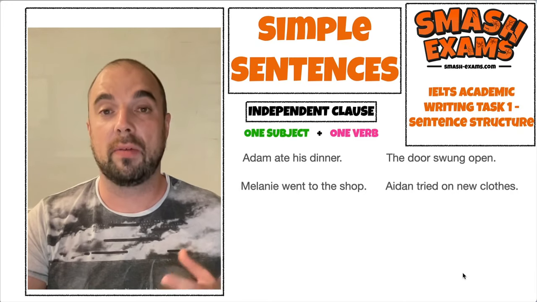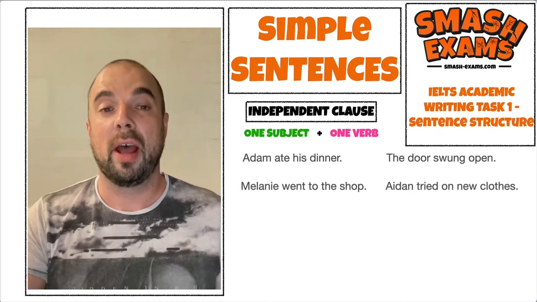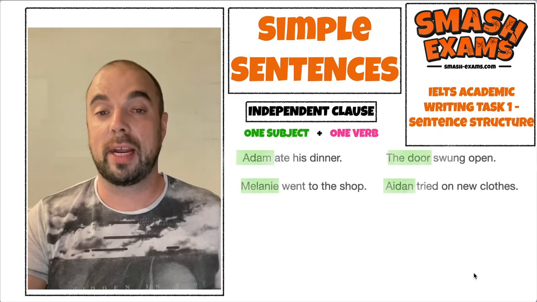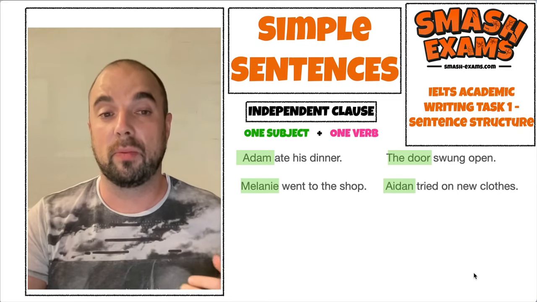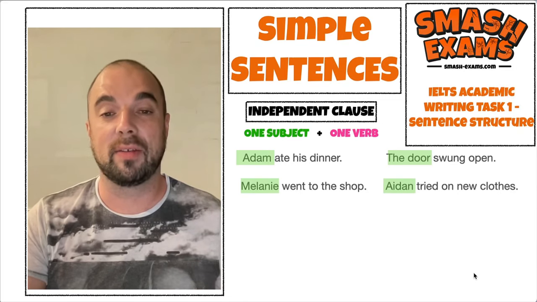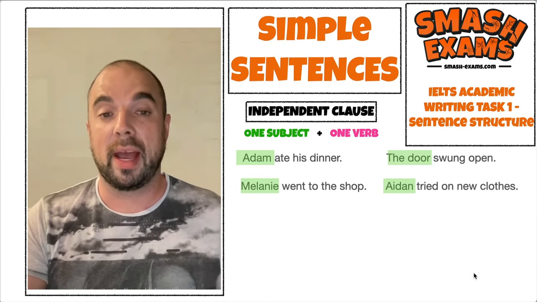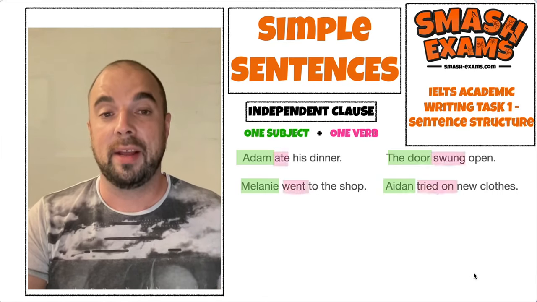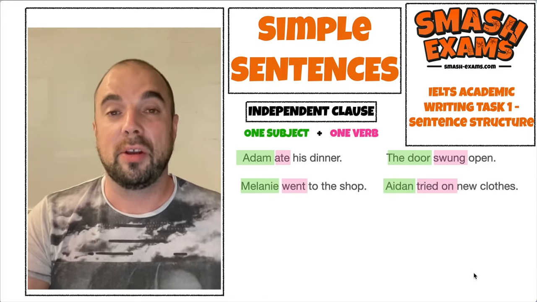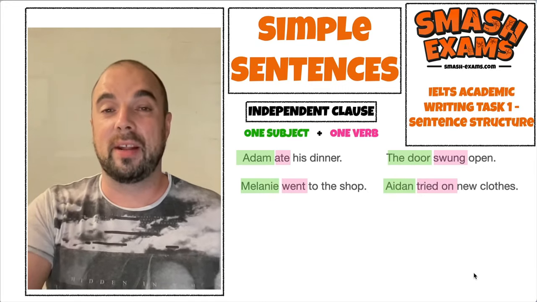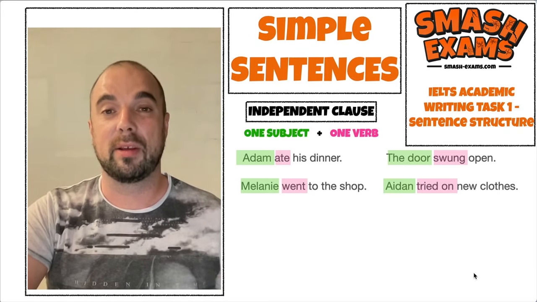Now, as you can see, all of these are complete thoughts. They all make sense on their own. And we can see the subjects in the green, Adam, Melanie, Aidan, which are all names, and the door. But anything can be a subject. It doesn't have to be a person or a noun. Also, a verb. We have to have an action in there. So we have ate, swung, went, and tried on. So all of these are very simple sentences with one subject, one verb, and they are a complete thought.